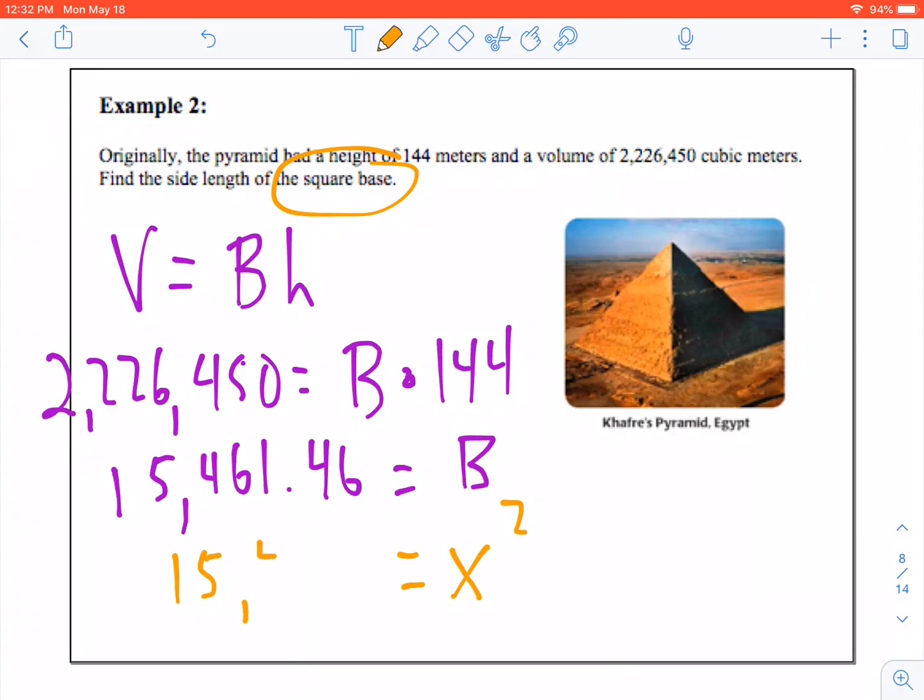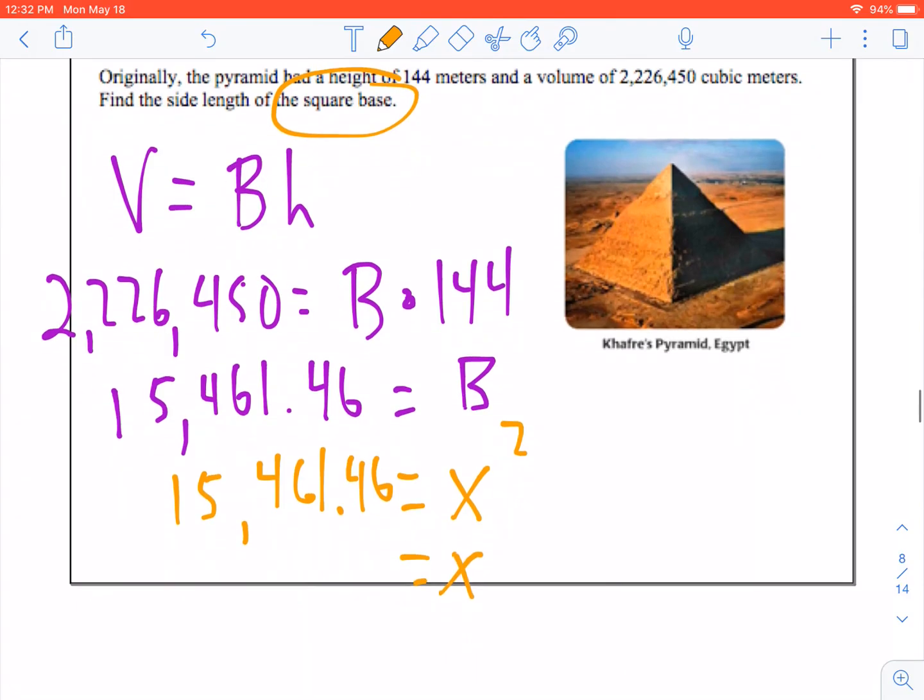So to find out what one of those side lengths of that square base is going to be, I take my 15,461.46 and we take the square root of it. Square root, we get x equals 124.34. And when we look at our units, we will be in meters for the length of one of those parts of my square base.